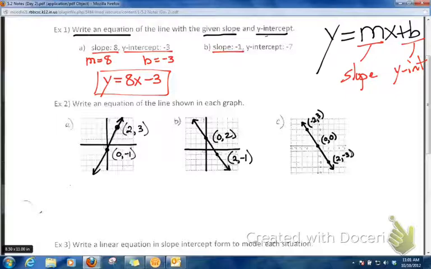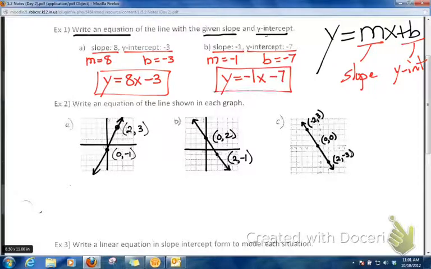If the slope is -1, they're simply telling you m is -1. And if the y-intercept is -7, they're telling you your b is -7. So again, you just write your answer. Y equals m, which is -1, times x plus b. It's just in this case the plus b is a -7, so you're done. There is your slope-intercept form.